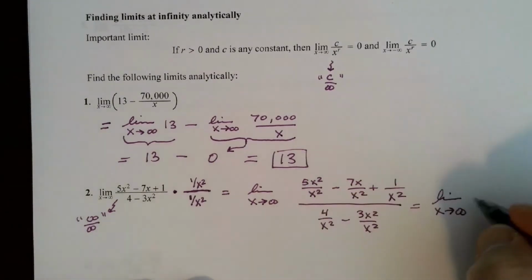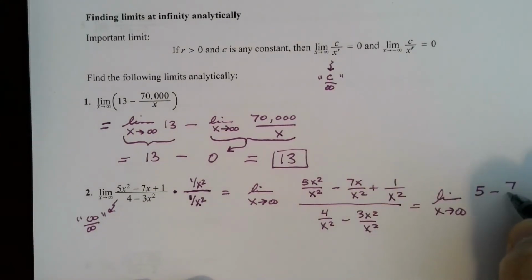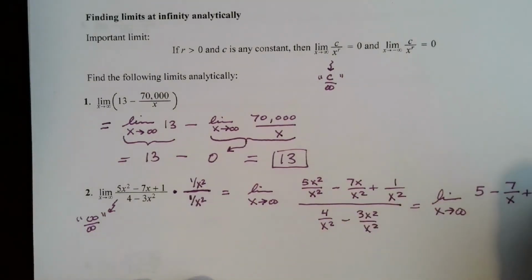5x squared divided by x squared is just 5. 7x divided by x squared, well, one of the x's cancels. I'm left with just 1 in the denominator. That's still 1 over x squared. And then down below, 4 divided by x squared, and minus 3x squared divided by x squared is just minus 3. Okay, so I simplified that down.